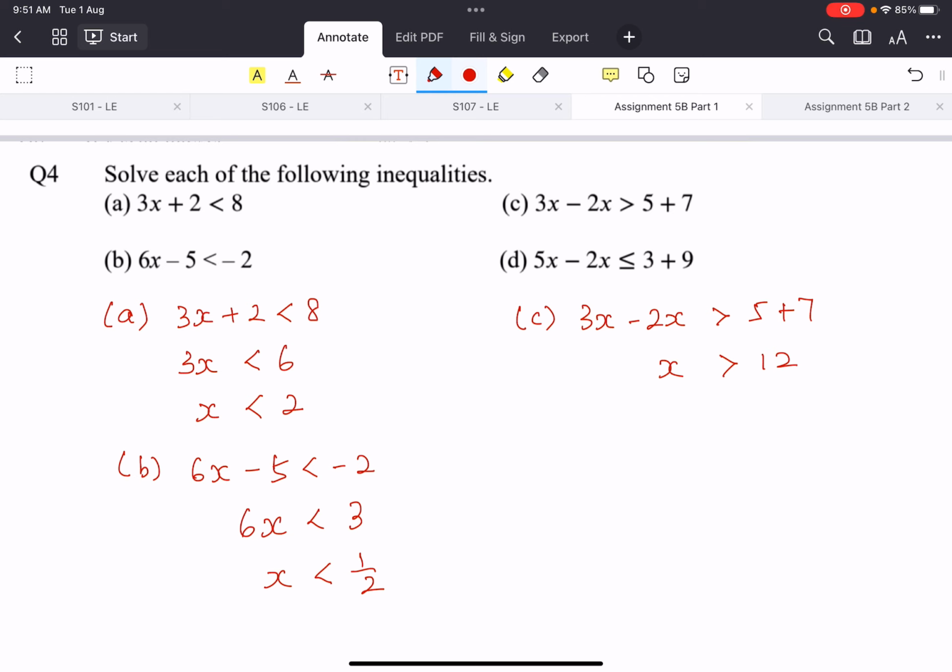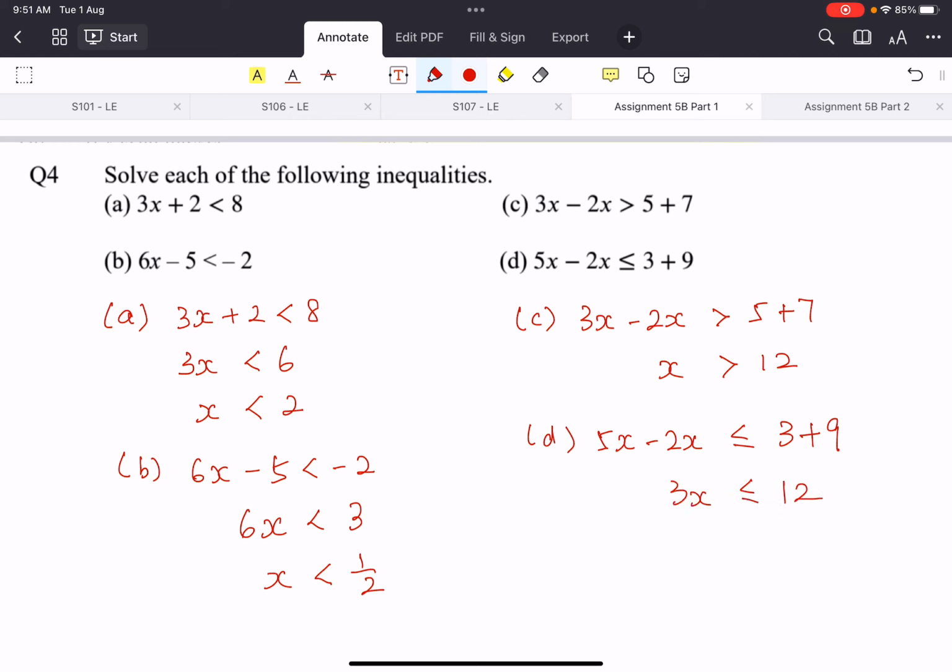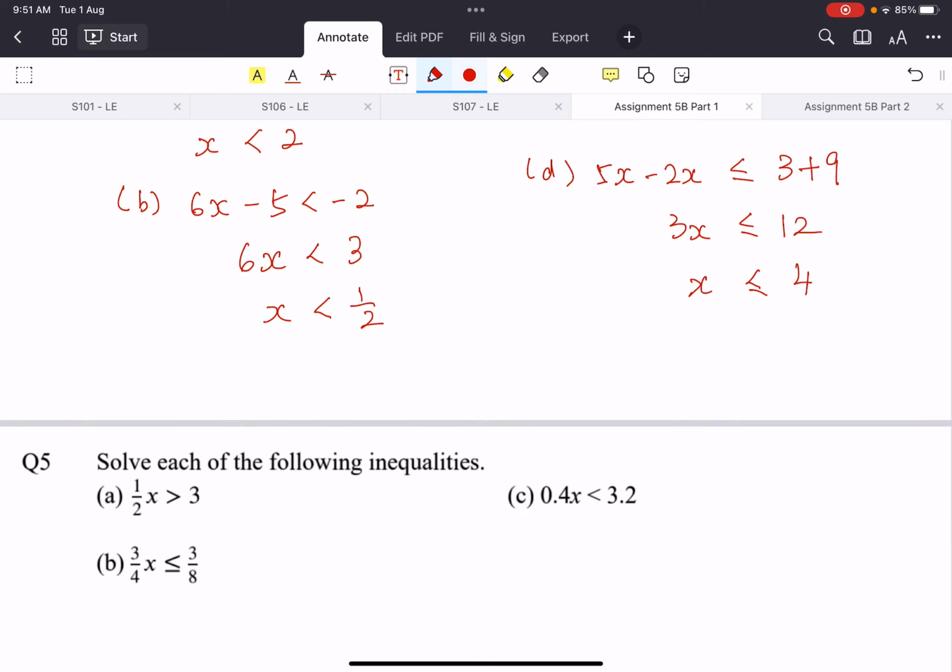Very straightforward example, right? So for part D, we have 5x minus 2x is less than or equal to 3 plus 9. That gives us 3x is less than or equal to 12. And then after that, we need to divide by 3. So this gives us 4. The first question is just learning how to simplify. We do not actually encounter the scenario where we need to multiply or divide by a negative number yet. So these are warming up questions. I hope you've been successful. Let's move on to the next one.